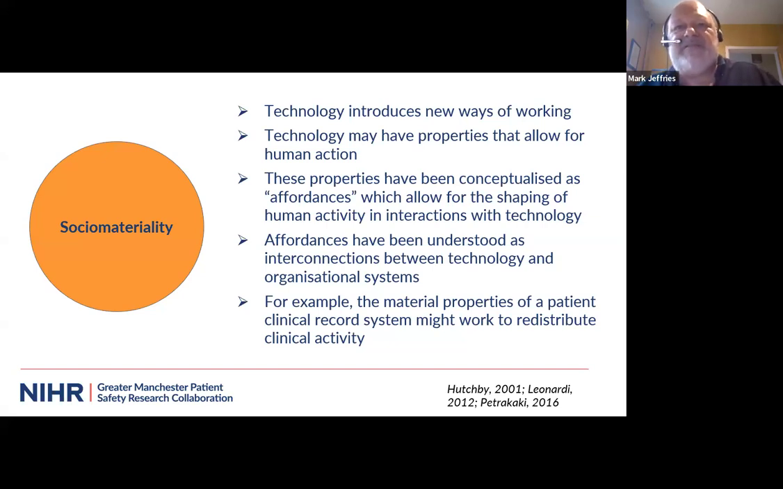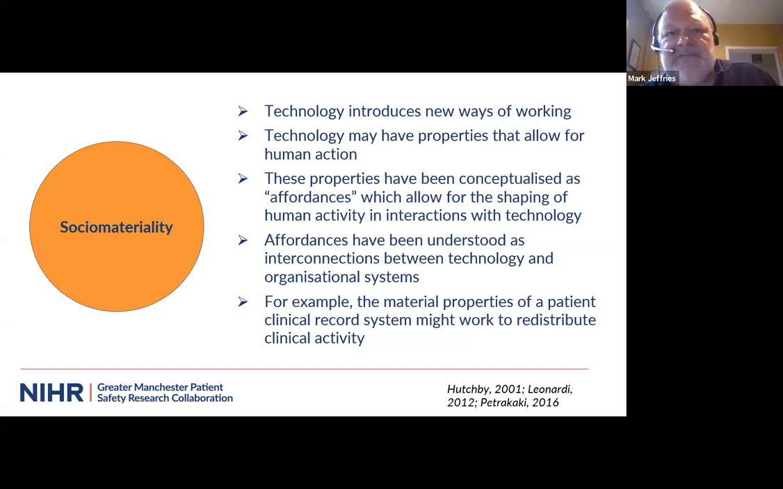And as a consequence, new rules, new conventions, new things happen out of that. One example I give there is a patient clinical record system. You bring in a new system and it might actually redistribute how clinical activity and clinical work happens. So the technology has shaped how people do things, and how people do things will then shape how the technology is used. So that's almost perfectly timed, 25 minutes from me. And now it's going to be your turn.